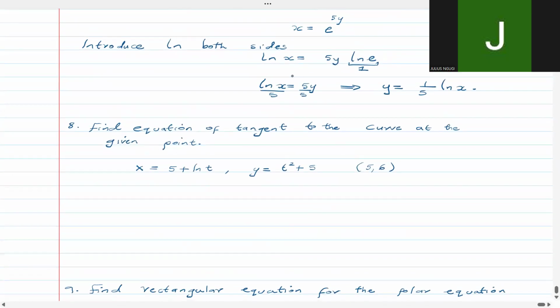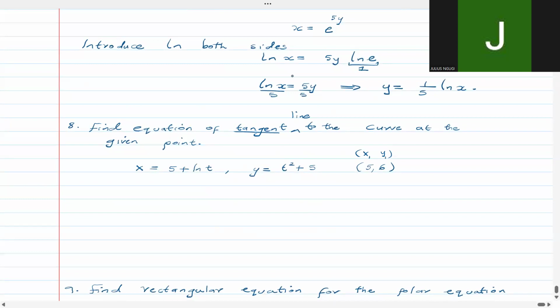For number 8, find the equation of the tangent line to the curve. So there's the word tangent, and there's the word line here. Find the equation of the tangent line to the curve at the given point 5, 6. So we can call this one x1 and y1.